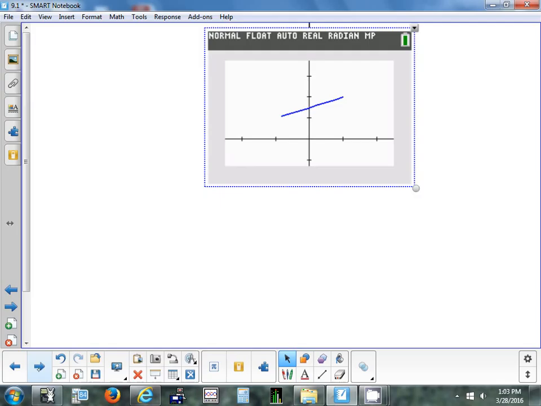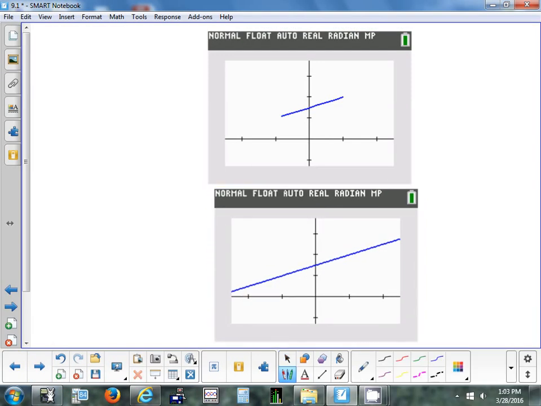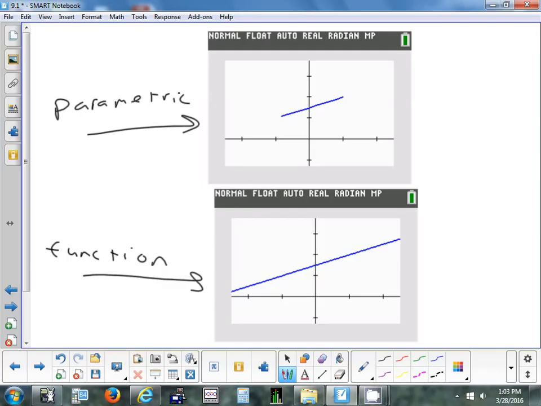So are those the same? This was the parametric. Actually, does it say it up here? No, it doesn't say what mode we're in. And this was function. Okay, same graph.